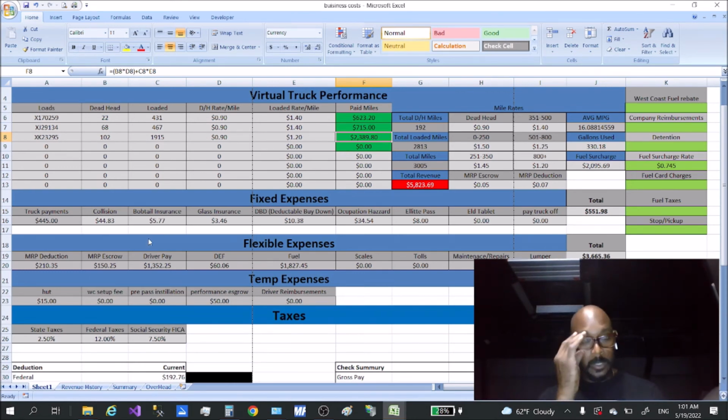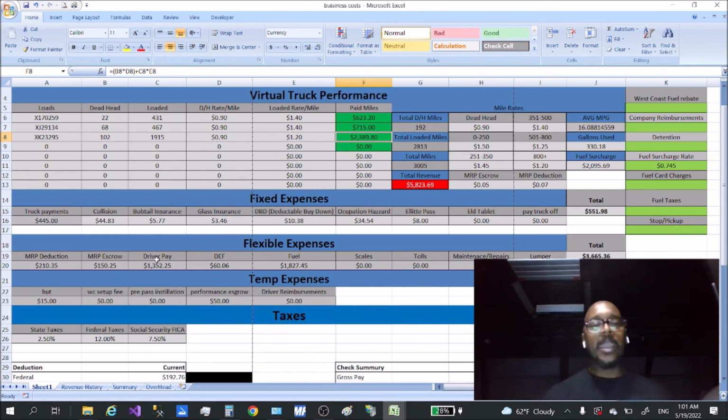All right, my flexible expenses. MRP deduction, what that is, they take out money just in case my truck breaks down, I have money to cover it. They took out $210. Now again, this is every week. My MRP escrow is $150. I'm pretty sure y'all know what escrow is. That's extra money they take out to help pay the truck off, just in case you don't have the money at the end of your lease purchase, because you have to pay like $13,000 in order to get the truck put into your name. So they take money out just for that security.